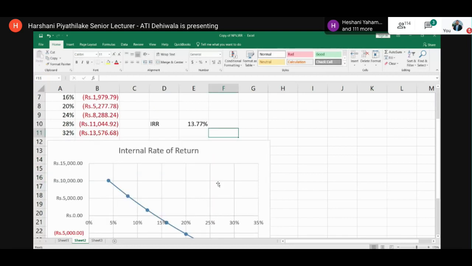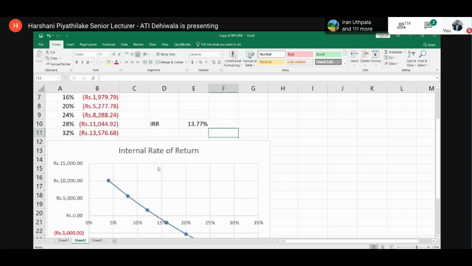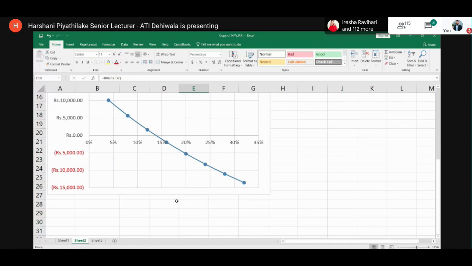I think when you learn the concept, you have learned the graphical method and the formula method for the IRR. This is the graphical method, right? For different discounting factors using different NPV, we can draw the IRR line. Okay, it's actually 13.77%. Right? You can present like this.